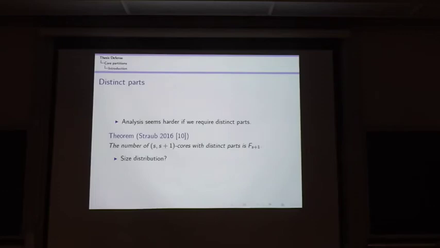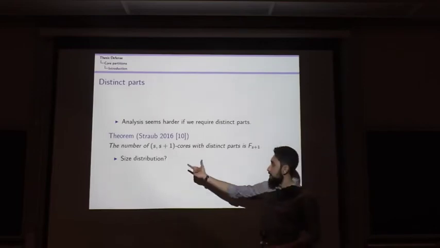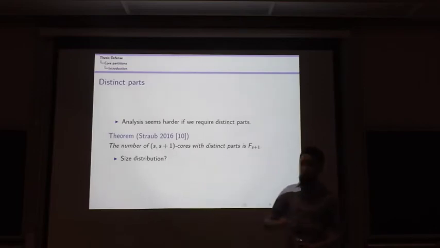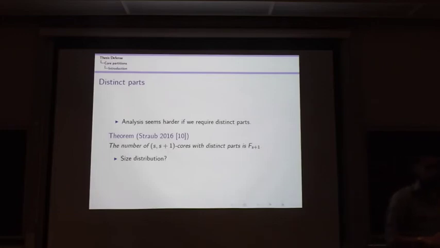But now the question is, what if you require that they have distinct parts? Okay. So it turns out that actually changes things a lot. And in that case, what we have to do is restrict to even smaller families of partitions. So for example, S plus 1 core partitions.